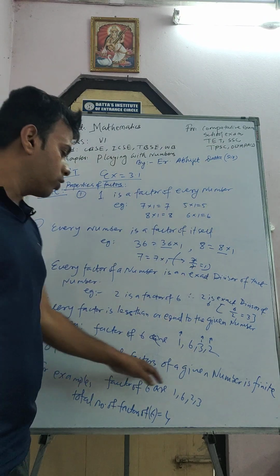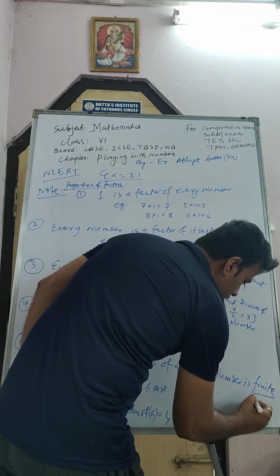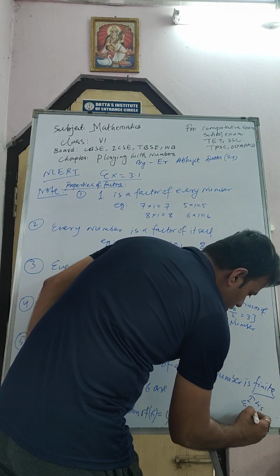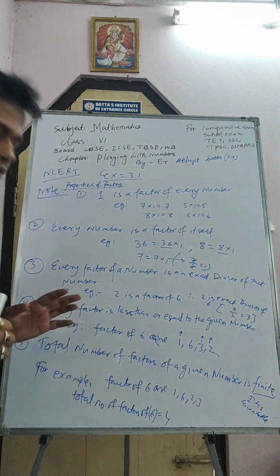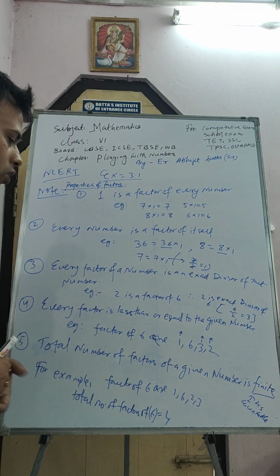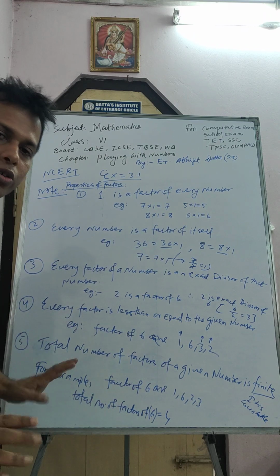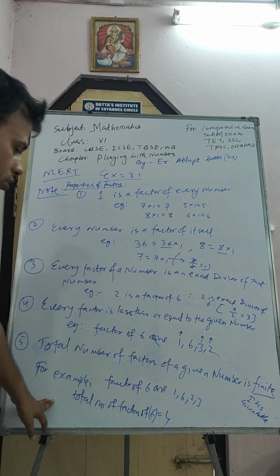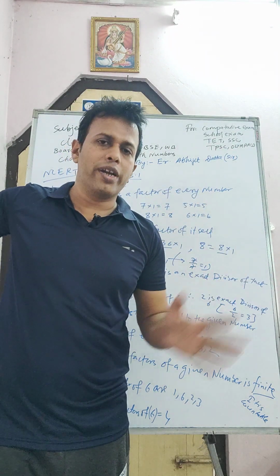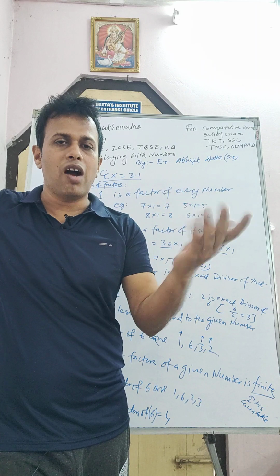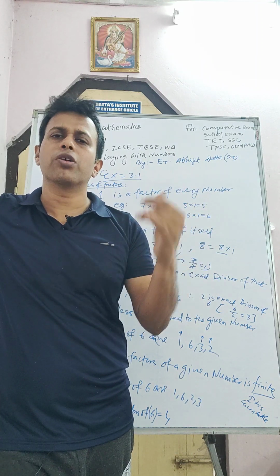Next, the total number of factors of a given number is finite. Finite means it is countable. So when something is countable, it is called finite. For example, factors of 6 are 1, 2, 3, 6. So the total number of factors is 4. If you take another number, like 36 or 12 or 27, there also you are able to count the factors of that number, whatever it may be.